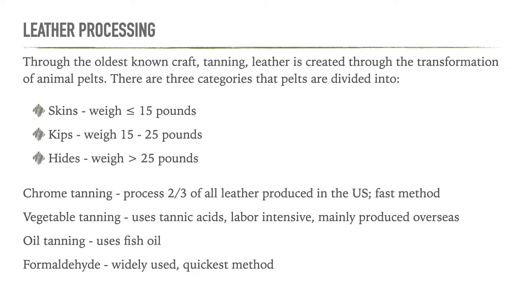Chemical tanning uses formaldehyde. This process is a quick process to produce leather. Formaldehyde tan leather is easily dyed as the process initially turns the leather white. Another benefit of this tanning method is that it is washable. Products produced from chemical tanning are gloves and children's shoes.